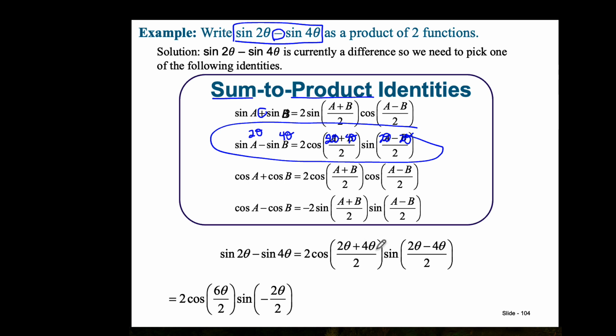Simplifying, 2 thetas plus 4 thetas is 6 thetas. 2 thetas minus 4 thetas is negative 2 thetas. We can reduce here the 6 and the 2, the negative 2 and the positive 2, giving us 2 cosine of 3 theta over sine of negative theta. Well, we know our even and odd identity would make that negative twice cosine of 3 theta times sine of theta. So what we've done is taken it from the given sum right there to a product.